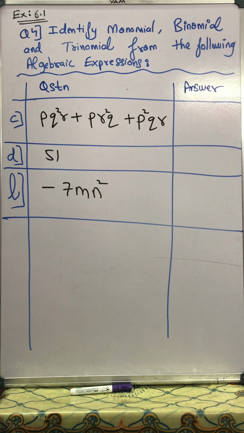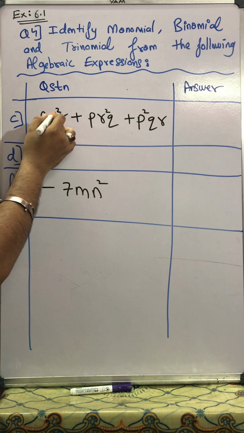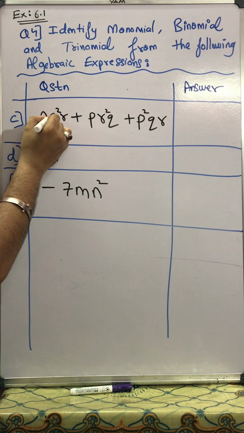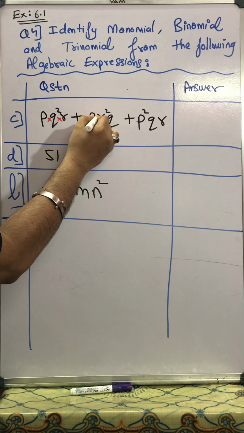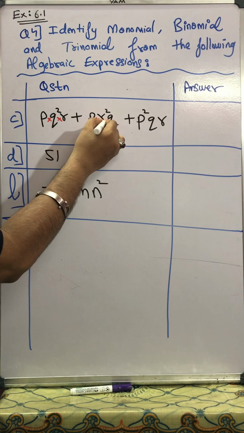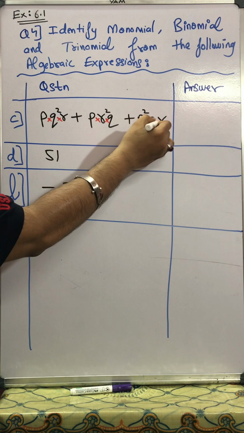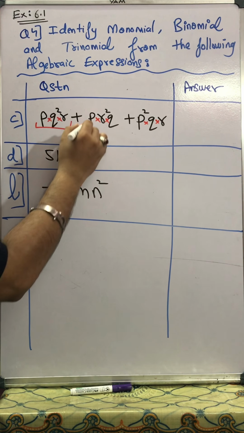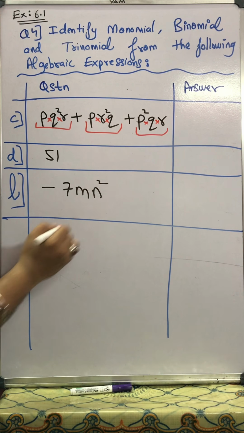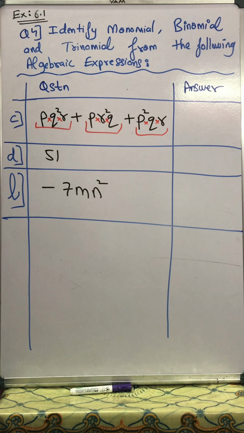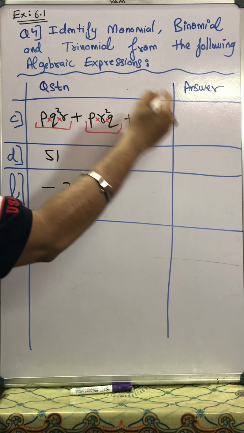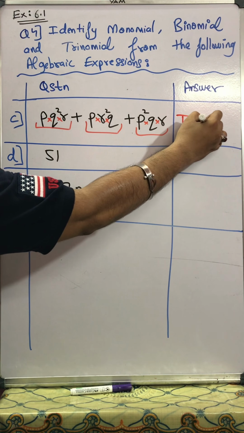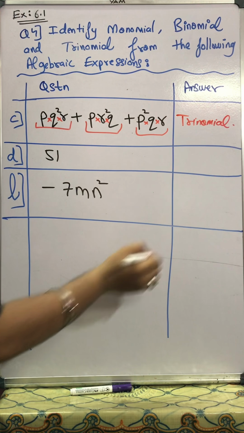Okay students, now you all tell me, how many terms do we have here? Can I say when P is multiplied by Q square, nothing is there, means there is multiplication. Nothing is mentioned, means it's multiplication. Between P and R square, nothing is mentioned, means multiplication. Between R square and Q, nothing is mentioned, means multiplication. So this is one term, this is the second term, this is the third term. So we have 3 terms. And what does 3 terms mean? 3 terms means trinomial. So the answer is trinomial.